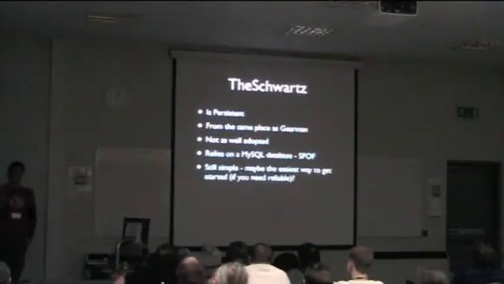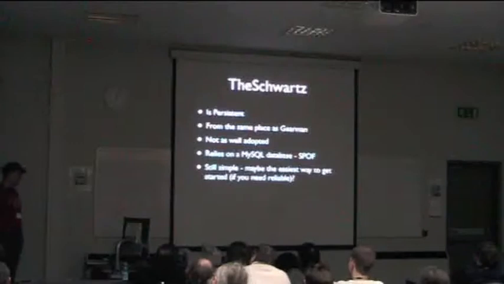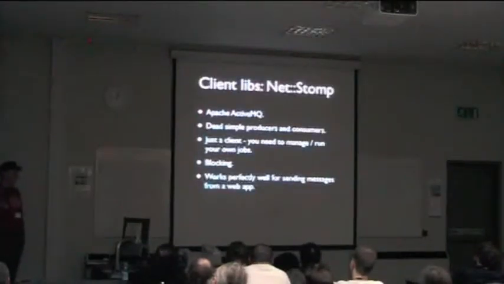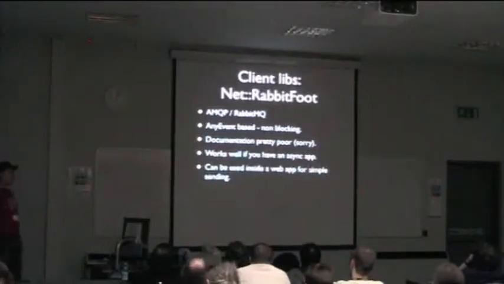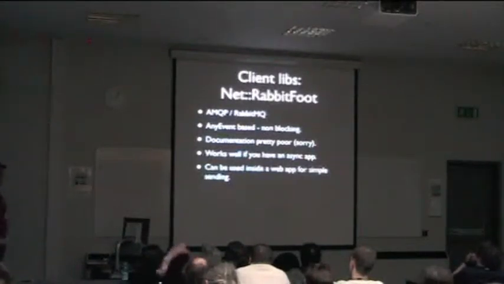Okay, so if you want to be a little lower level and do some queuing yourself, then next up, talking of ActiveMQ, it's dead simple. The pod works perfectly well for sending messages from web apps. You can write a script that then consumes messages and does work, etc. Pretty cool. The newer alternative is NetRabbitFoot, which is not STOMP, it's AMQP, and it talks direct to RabbitMQ and gives you all of those more complicated, nice properties of AMQP.